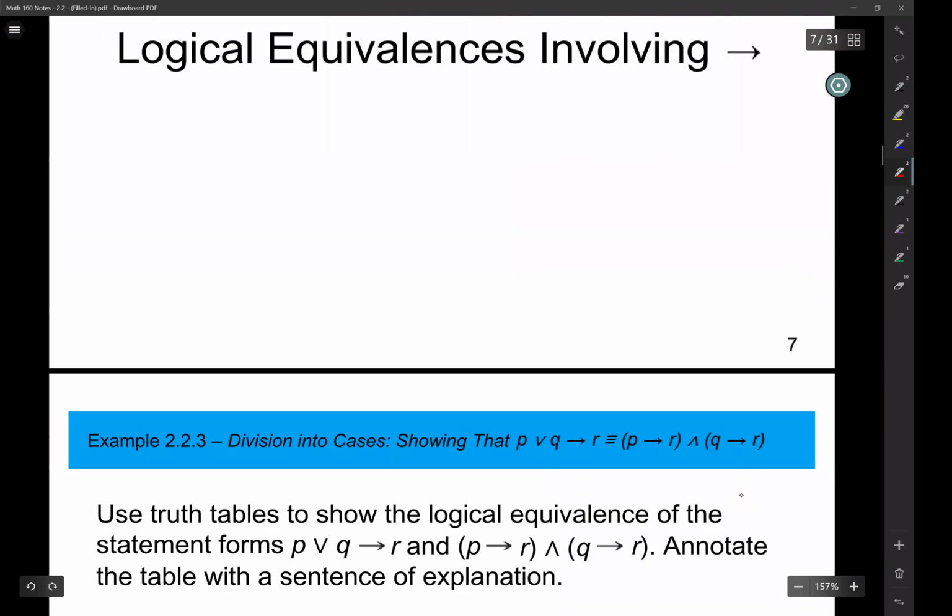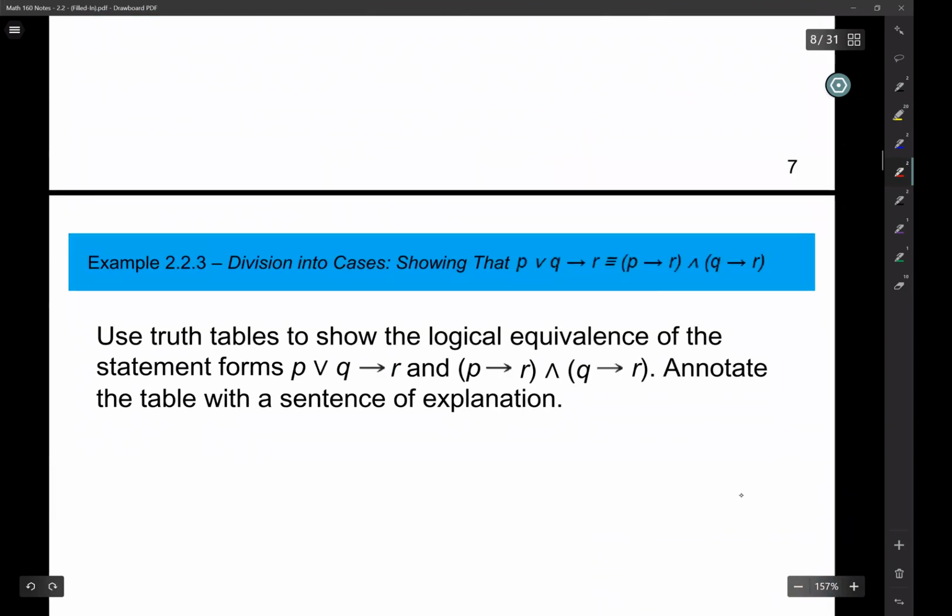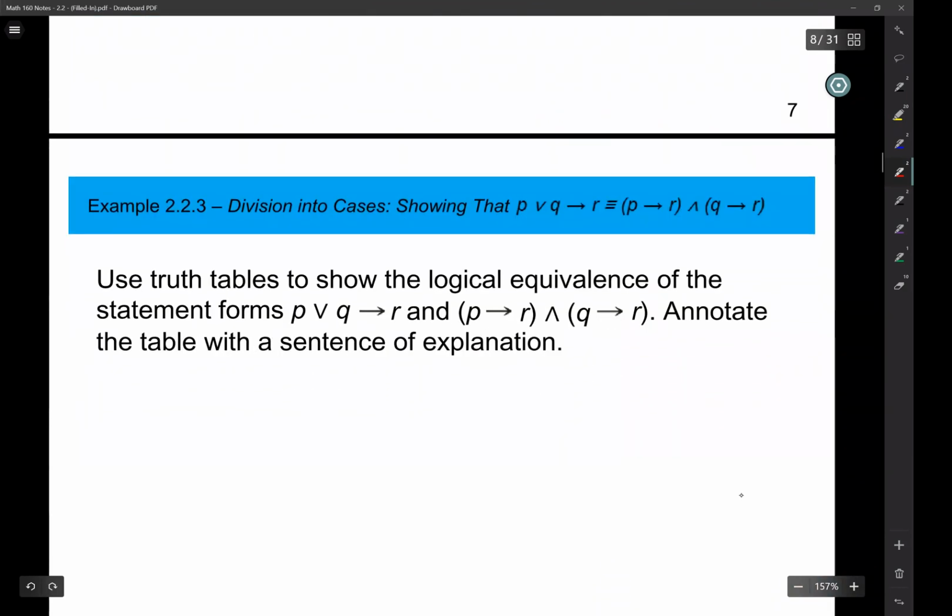So let's talk about logical equivalences involving the conditional here. Remember what we talked about: the way you show something is logically equivalent is you construct their truth tables, and their rows have to be exactly the same, meaning that when one is true, the other is true. When this one is true, this one must also be true, and vice versa. When this one is false, this one also must be false. Okay.